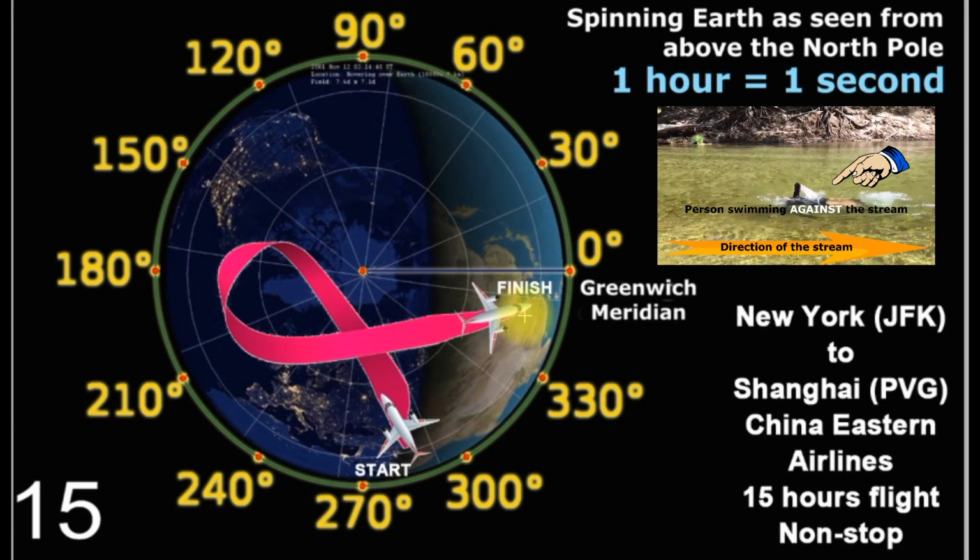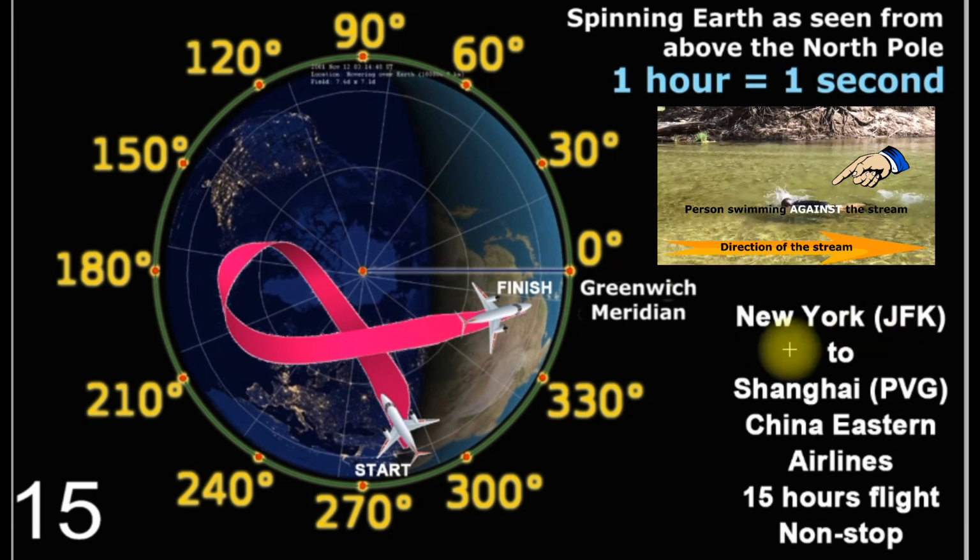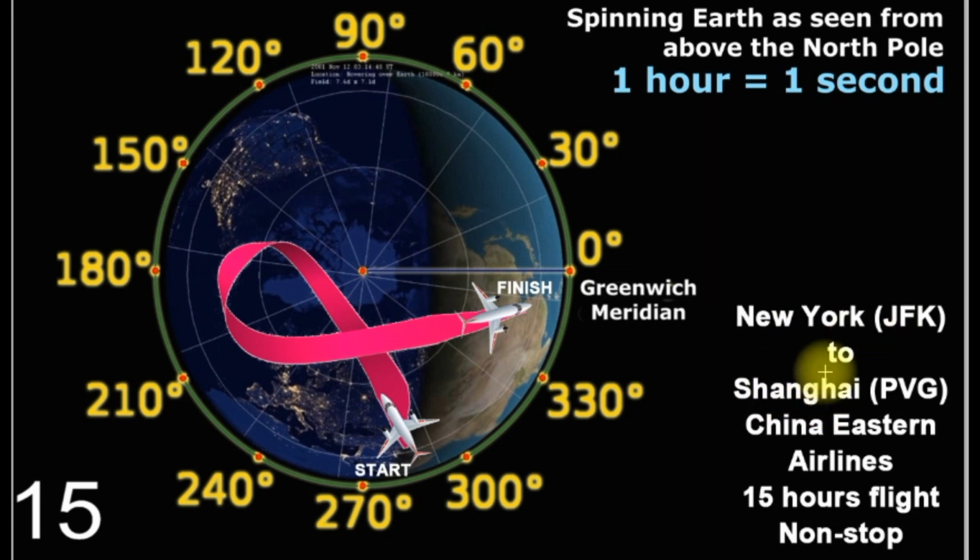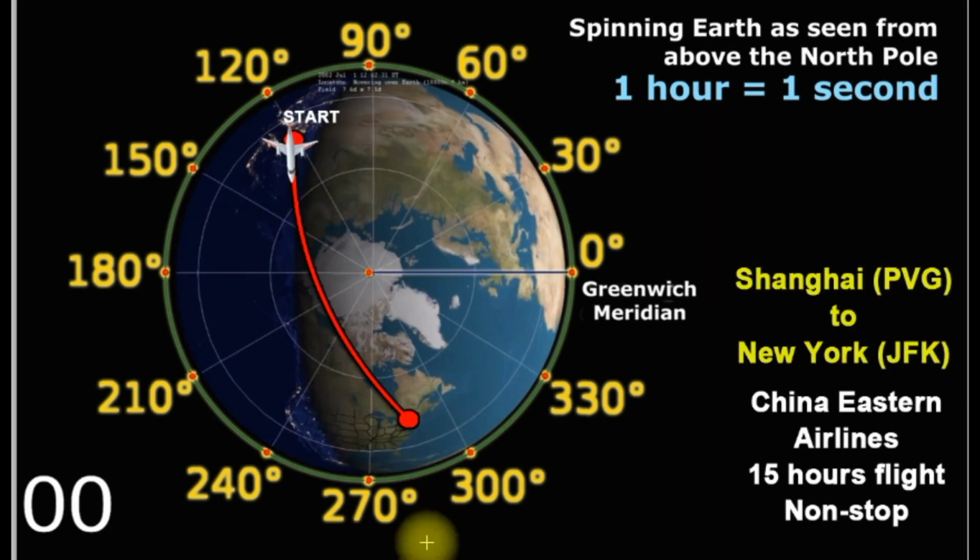Because Earth is not rotating. Now let's look at the flight back from Shanghai to New York. Alright guys, this is the flight back, Shanghai to New York. Same thing, 15 hours. Point of start right here. Earth is back to its position. Here's the prime meridian. The flight will start from Shanghai, 15 hours. Pay attention to the counter. And New York's right here.